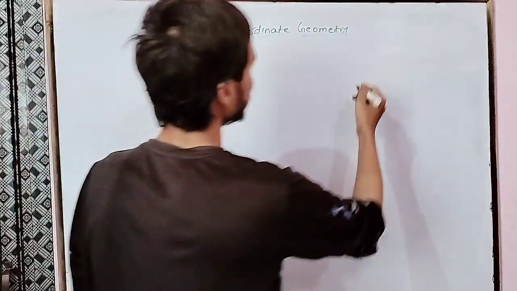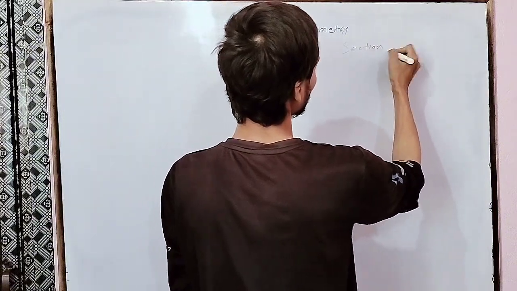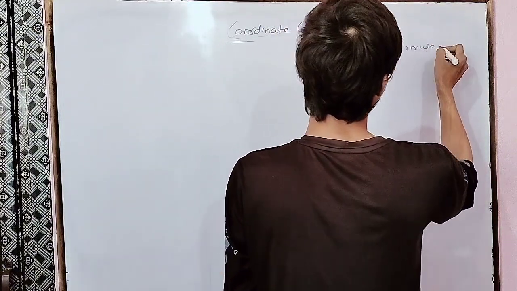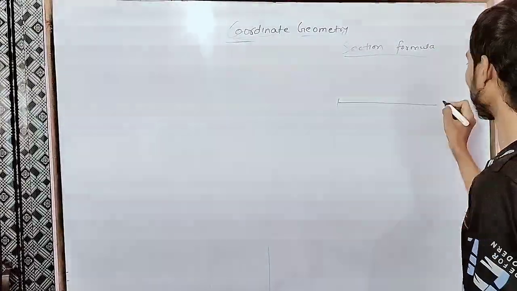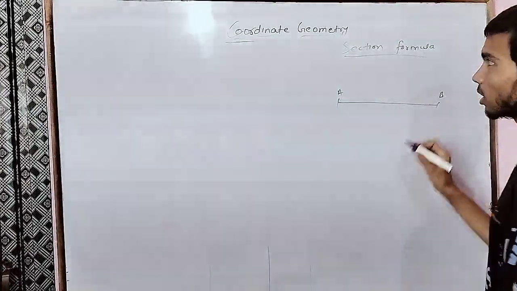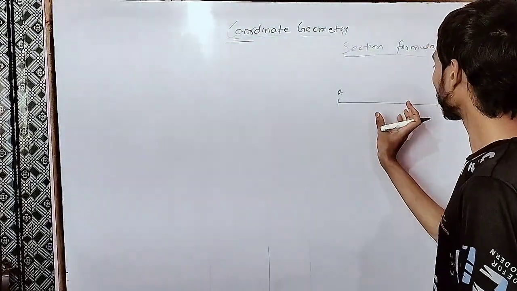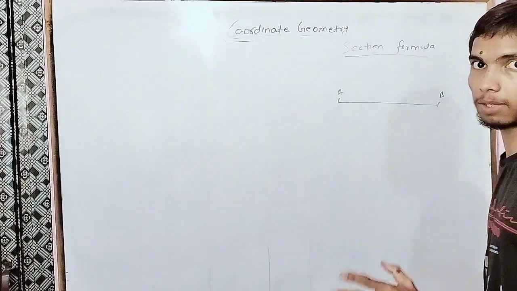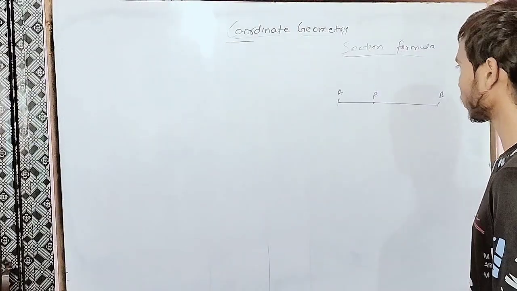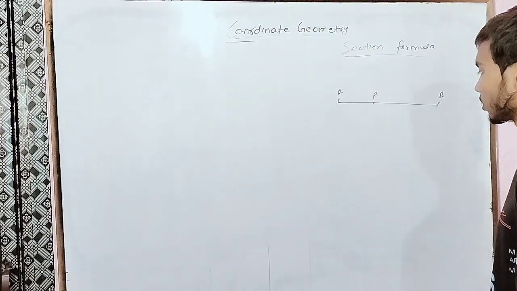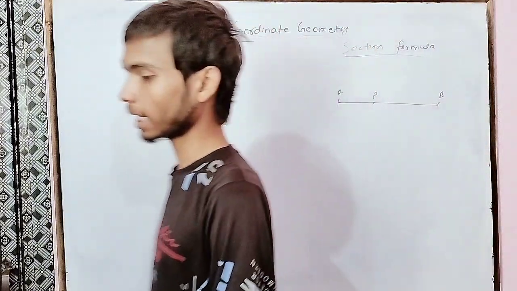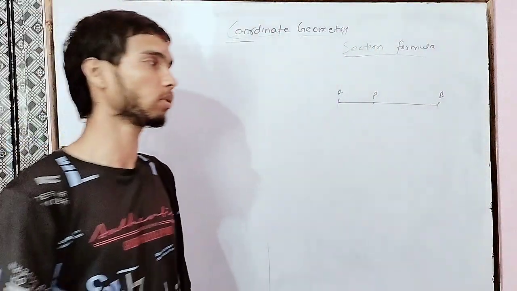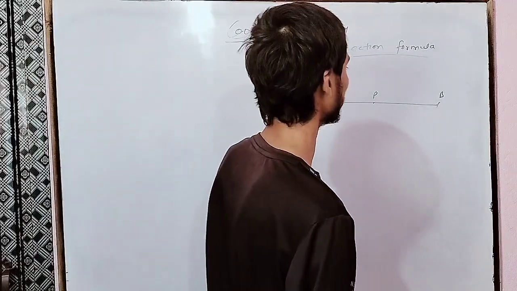What is the section formula? Let's say you are given two points, A and B. A third point will come to divide the given line segment. It will be named by any random letter. So we have a given line segment, and a third point will come to divide it.